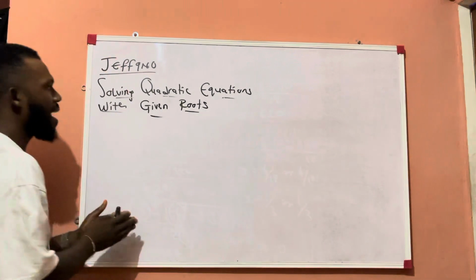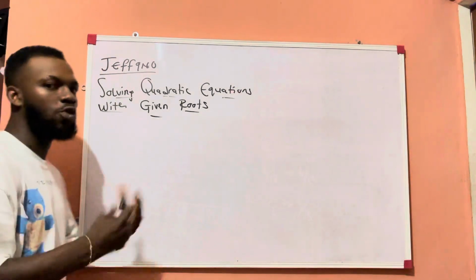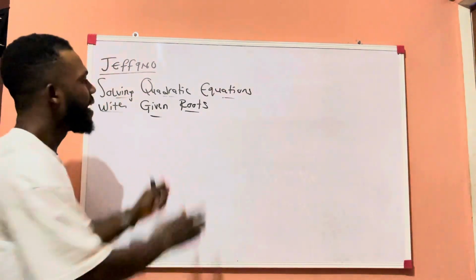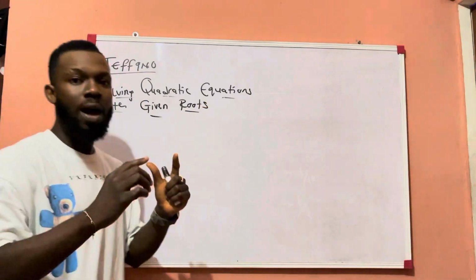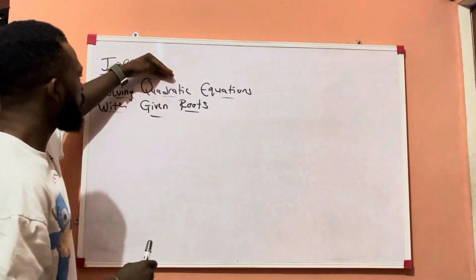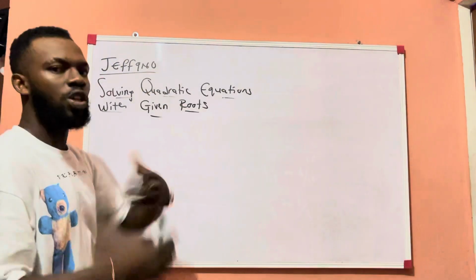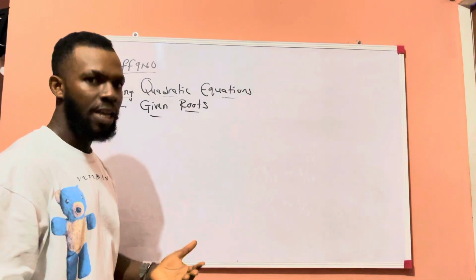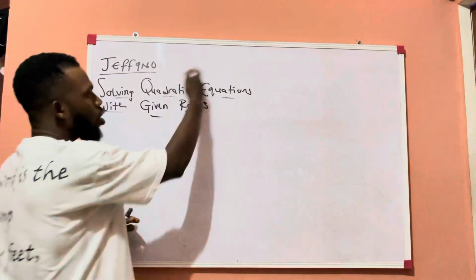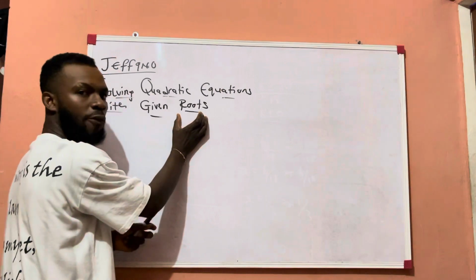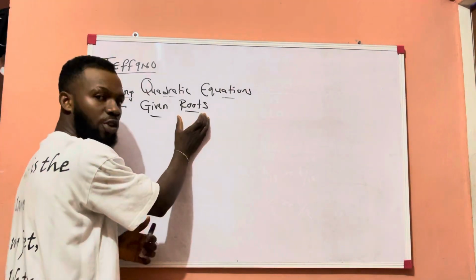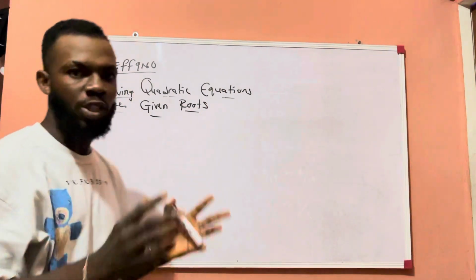In today's class, we are going to be looking at a situation whereby the answers are given, and then you are told to solve for the question, which is the quadratic equation. In our last video, the question was given, and then we were told to solve for the answer, which is known as the roots of the equation. But today we are going to see something different.